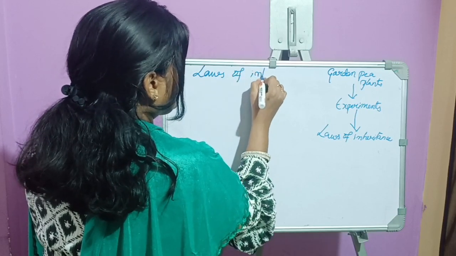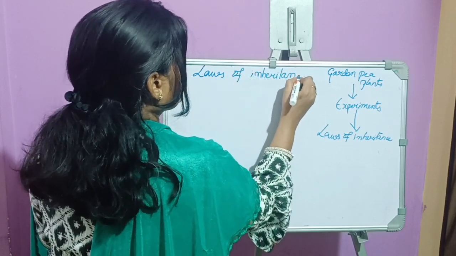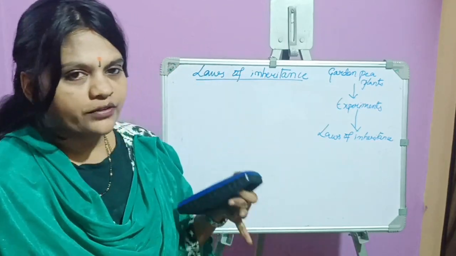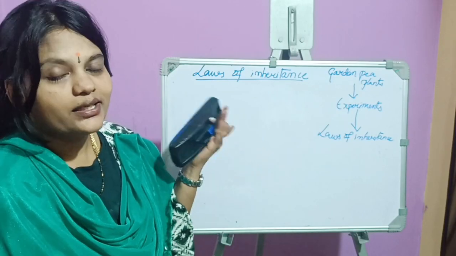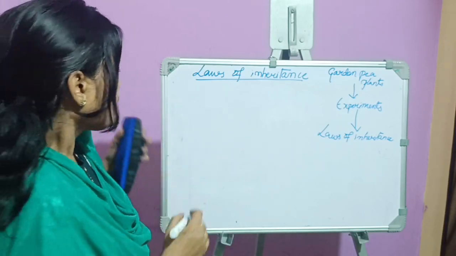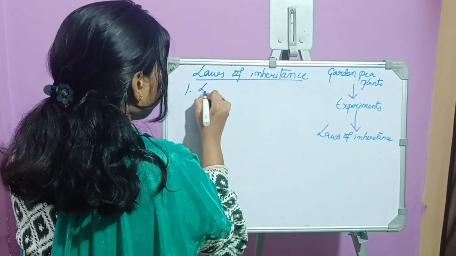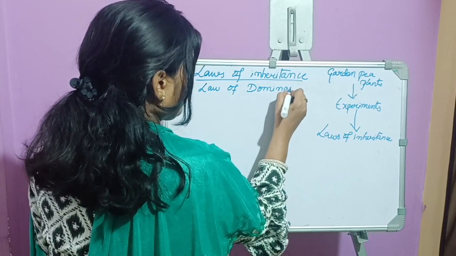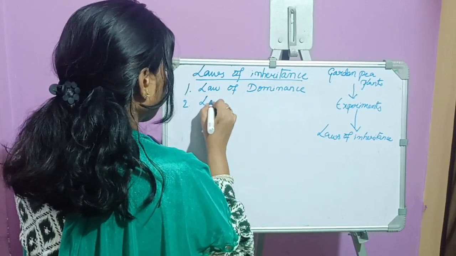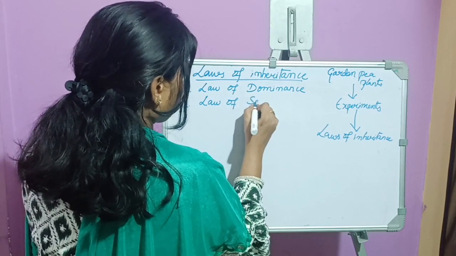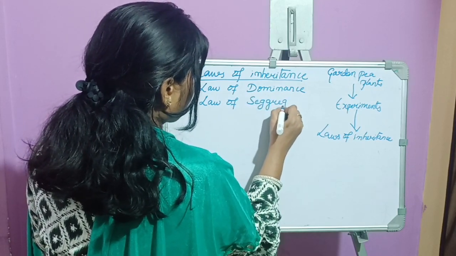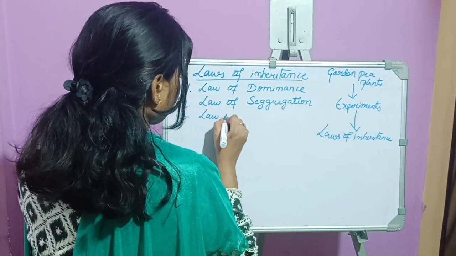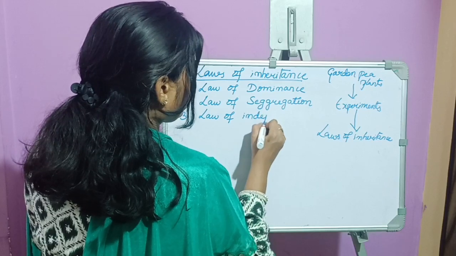Since he formulated these most important laws to know the exact process of inheritance, we call Gregor John Mendel the father of genetics. The first law he gave is the law of dominance. The second law is the law of segregation. And the third law is the law of independent assortment.